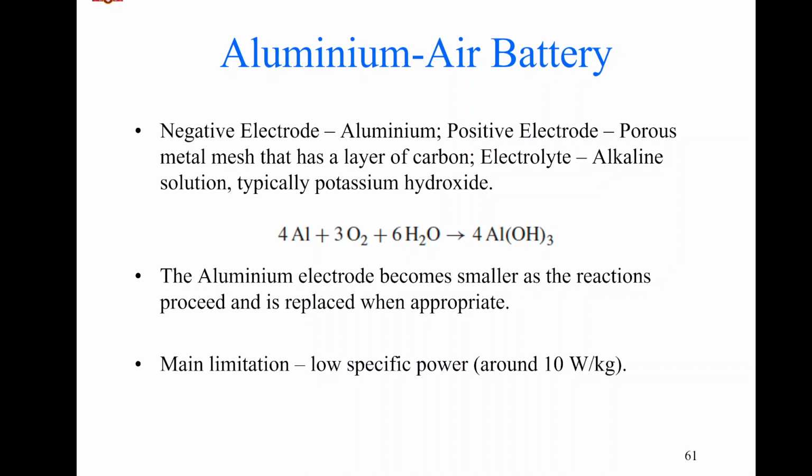So the aluminum electrode becomes smaller as the reactions proceed and it's replaced when appropriate. The main limitation of this battery is that it has a low specific power around 10 watt per kilogram.